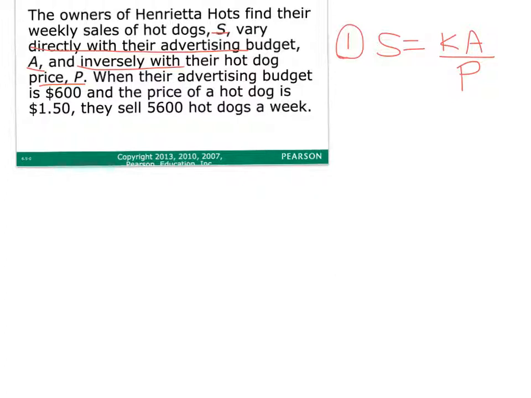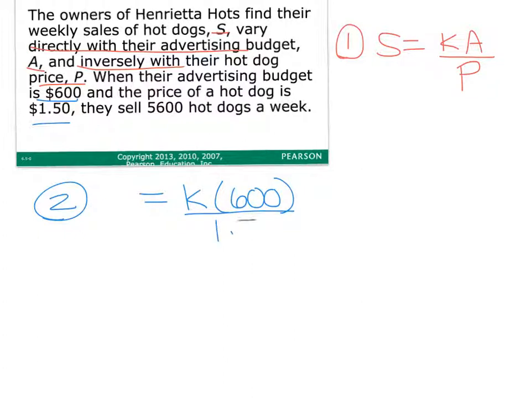Okay, now notice they gave us some numbers here at the bottom. When their advertising budget is $600, so the advertising budget was A, which goes next to the K, and the price of a hot dog is $1.50, so the price of the hot dog went under the K, they sell 5,600 hot dogs a week. Okay, so from this, we should be able to figure out our K. Personally, first thing I would do is simplify the 600 over 1.50. 600 over $1.50 is 400.